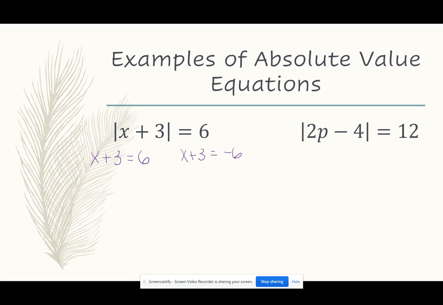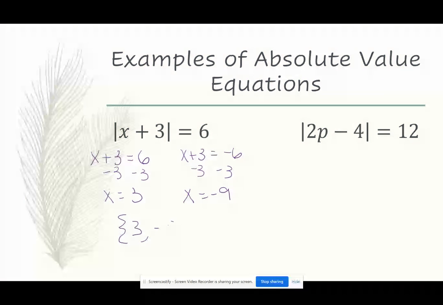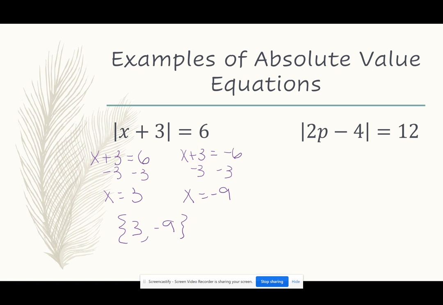So now to solve this, it's just like solving an equation. We just have two of them. So you're going to subtract 3. We get x equals 3, and subtract 3, x equals -9. So our values could be 3 or -9.